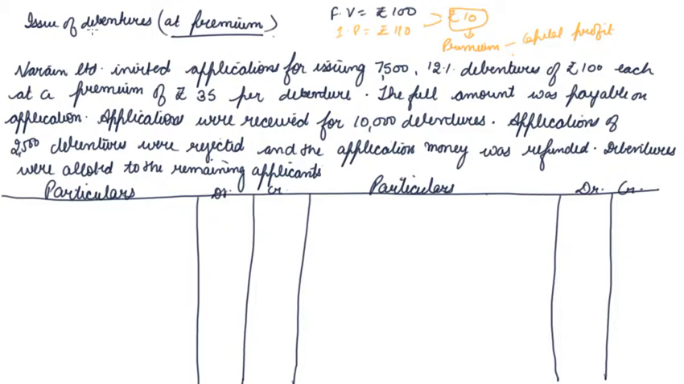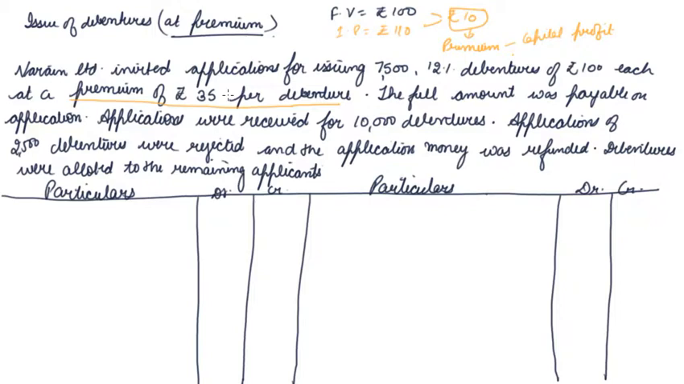So let's do this question. Narain Limited invited applications for issuing 7,500 12% debentures of 100 each at a premium of rupees 35 per debenture. The full amount was payable on application, which means there is no allotment, first call or second call; all the money has been called on application. Generally, if there is a premium, it is included in the allotment. If nothing is given in the question, you will take it on allotment. But if it is mentioned that the premium has come with the application, first call, second call or allotment, then you have to take it specifically in that particular journal entry.